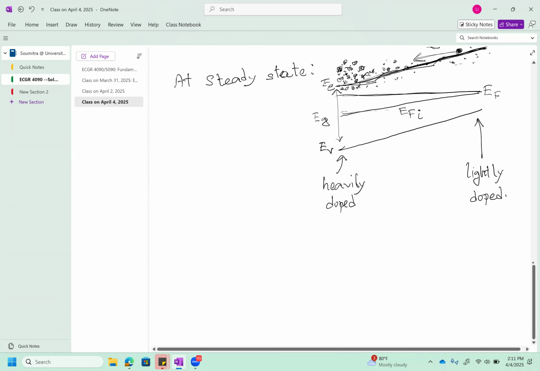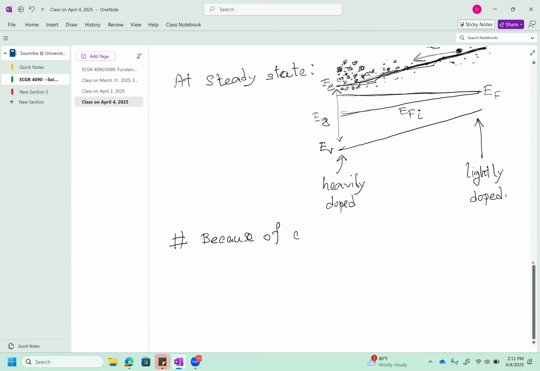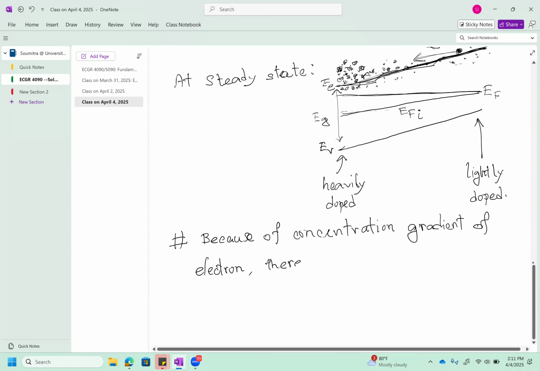So I'm going to write it here that at steady state, because of concentration gradient of electron, there will be a diffusion current from left to right.